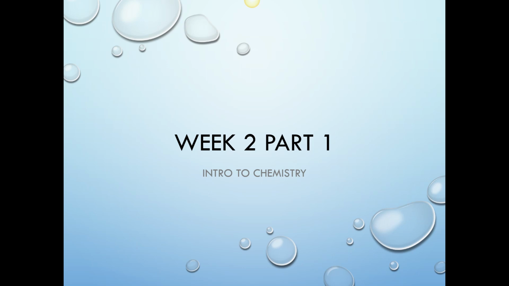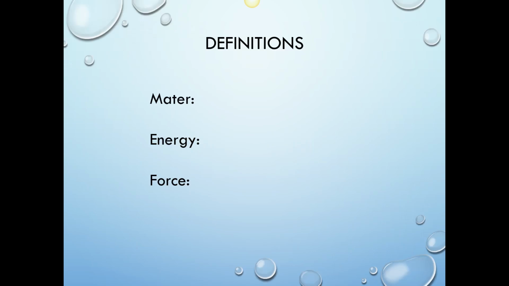So the first section, we're just going to do a basic introduction to chemistry. To start, we're going to start off with some definitions. Matter. Matter is anything that occupies space and has mass. Everything on Earth can be considered matter. That's any air that we breathe. We are considered matter. The pencil that you may be writing with right now is considered matter. Anything that has mass and takes up space is considered matter.